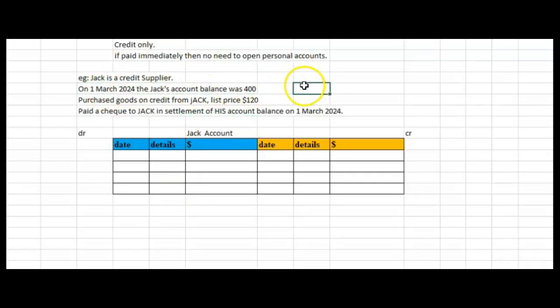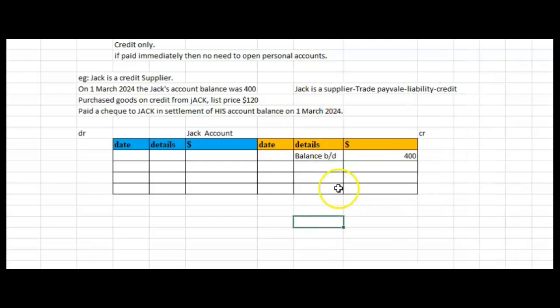Now, let's take Jack as a supplier and keep the values the same. If Jack is a supplier, he is a trade payable, which means he is a liability for the business. Liabilities have credit balances, so Jack's opening balance is recorded as balance brought down, or balance BD, on the credit side of his account.